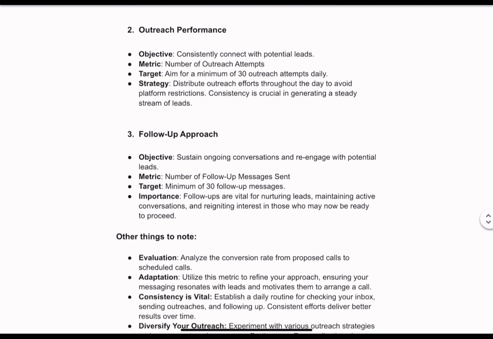And then 2 is about your outreach performance. So our objective is to consistently connect with potential leads. So every day you're going to be doing some outreaches. And the metric is how many attempts of outreaches are you doing per day. So as an aim, generally, you want to hit about 30 outreaches per day. And over time, this is really going to add up. 30 outreaches a day is 900 outreaches and new conversations per month.